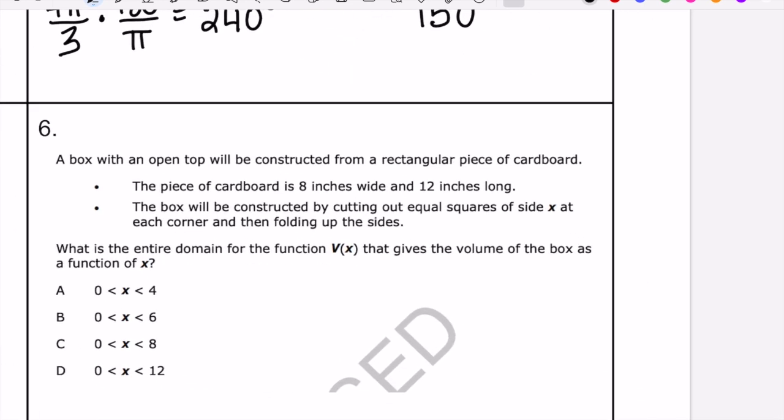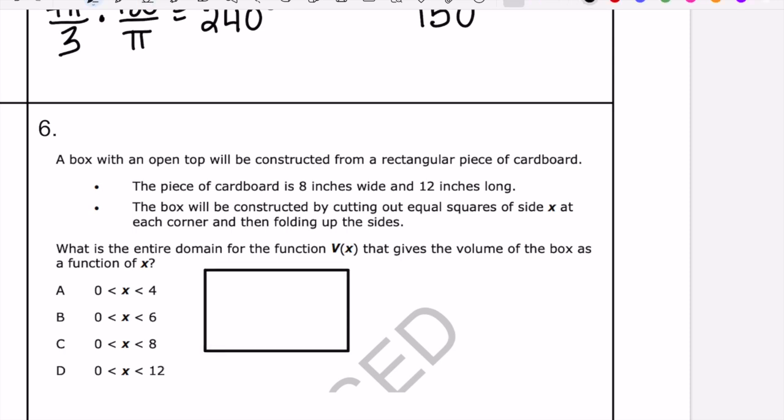All right, so for number 6, it says, I have a box with an open top. And that open top will be constructed from a rectangular piece of cardboard. Okay, so I have a box with an open section at the top. And we're going to make a top for it by using a piece of cardboard. Okay, so how is that going to work?